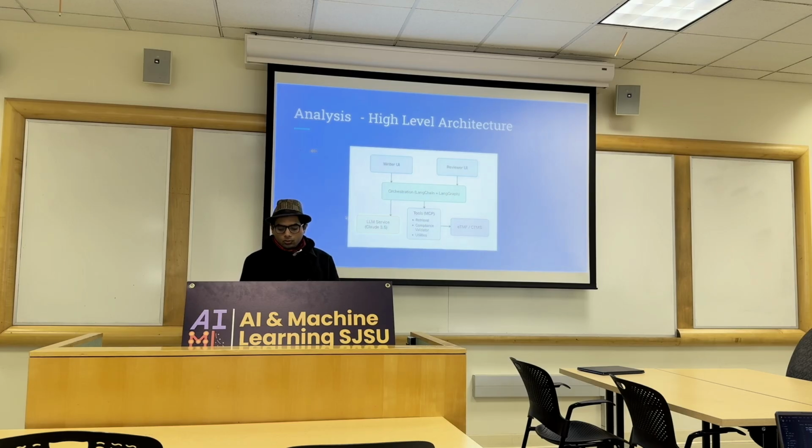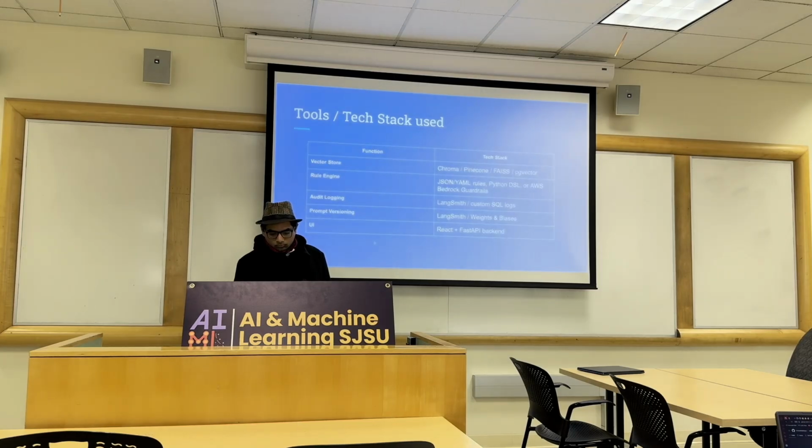Here's a high-level analysis of the architecture of our project. We'll be using a UI for both writers and reviewers, and an orchestrator of both LangChain and LangGraph, which would also be used for our tools, such as retrieval, compliance validator, and utilities tools, and then that would be output into an eTMF document. Some of the tools used: the rule engine, but we'll be using Python mostly for that, and also LangSmith, which is connected to LangChain, for audit logging and prompt versioning as well.